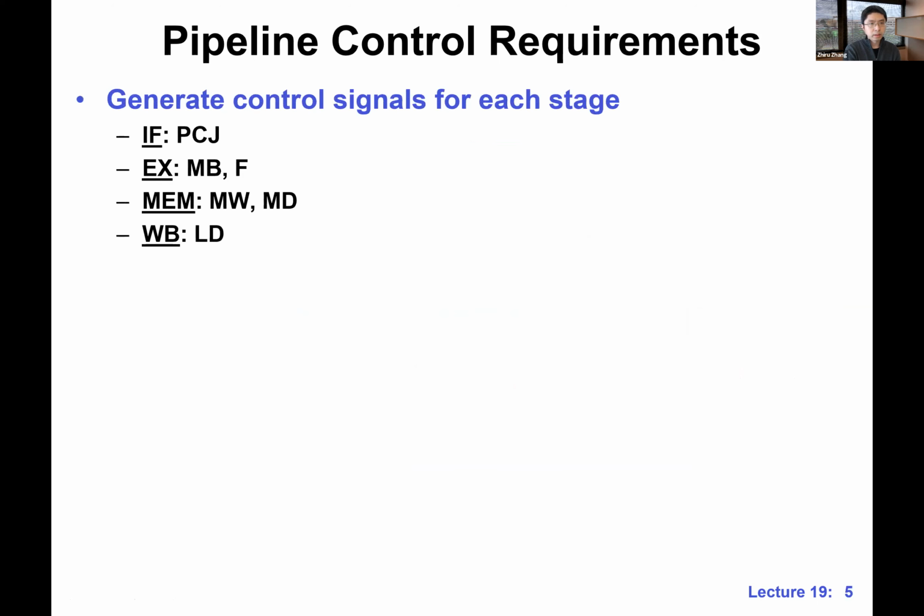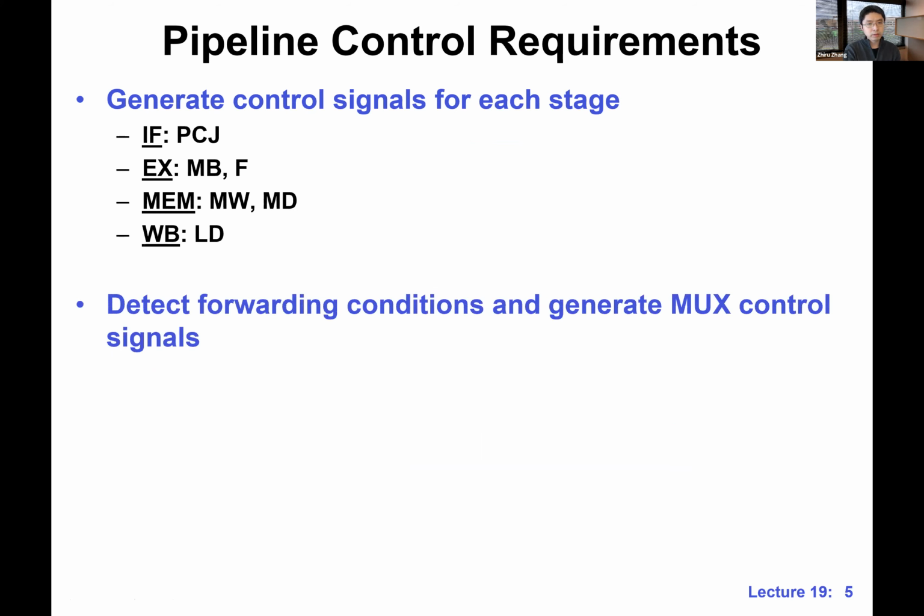First, these are the requirements. We do want to generate the right control signals for each state. For the instruction fetch, we want to generate something called PCJ. This is where we control the jump, where we take the branch or not. And then we have something called MB. F is really the function select. These are things that you have practiced over and over again, including Prim 2, MW, MD, LD. So these are the things that we're going to generate correctly at different stages.